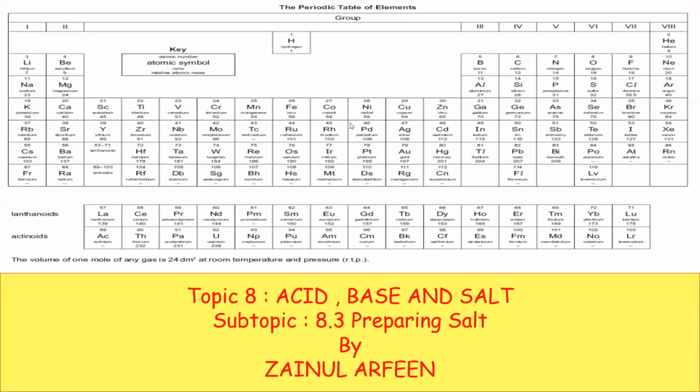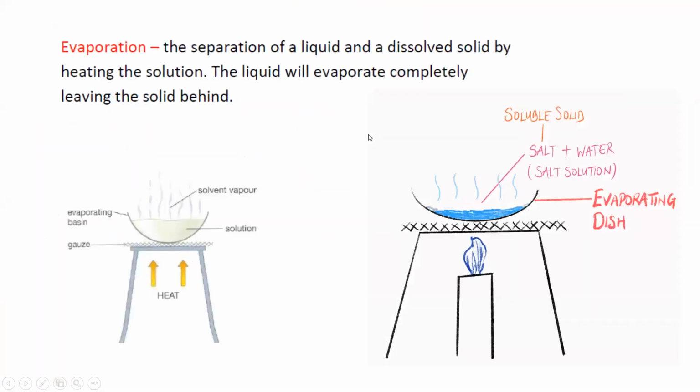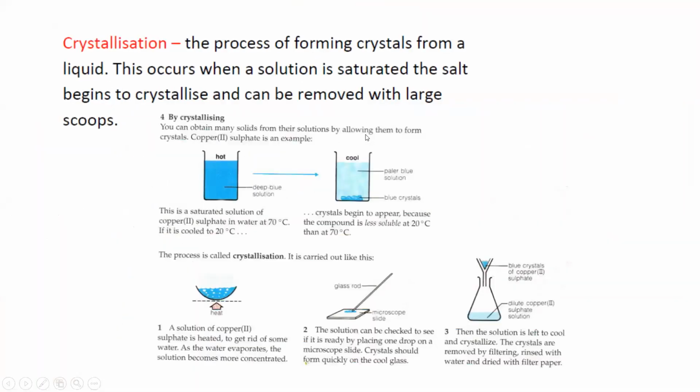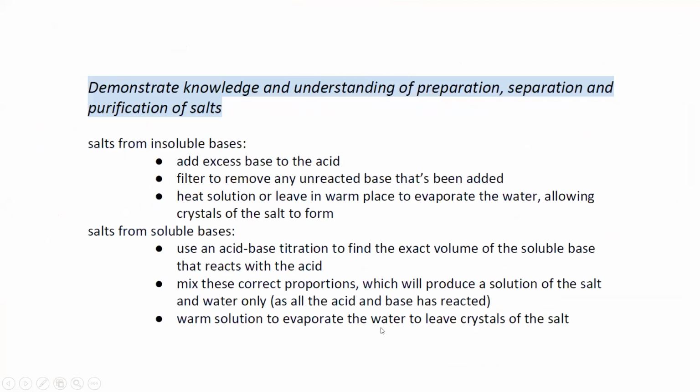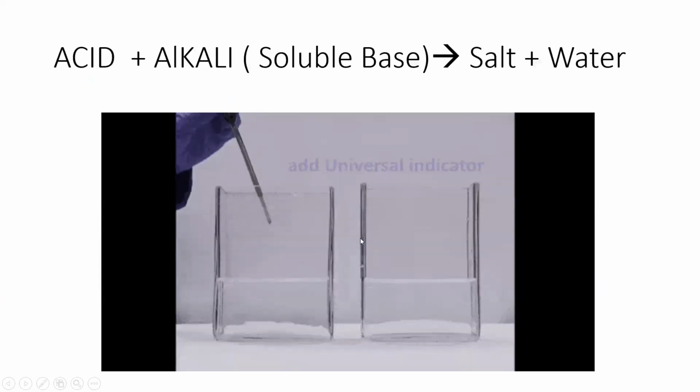So in the last session, we discussed how we can prepare a salt, the preparation of soluble salts. If you want to prepare a salt from solution, we can use either evaporation or crystallization. To prepare a soluble salt from solutions, we can use an insoluble base. We use excess of the base, then remove the unreacted base by filtration, and then use crystallization to obtain the salt. But how can we obtain a salt from a soluble base?